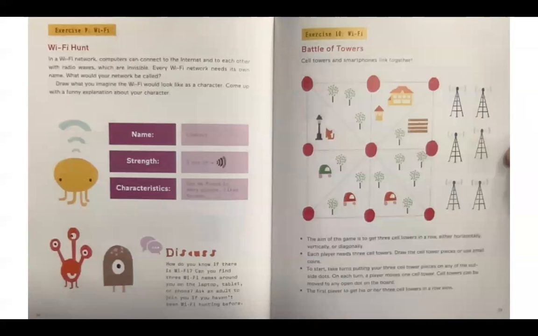Exercise 9, Wi-Fi. Wi-Fi hunt. In a Wi-Fi network, computers can connect to the internet and to each other with radio waves, which are invisible. Every Wi-Fi network needs its own name. What would your network be called? Draw what you imagine the Wi-Fi would look like as a character. Come up with a funny explanation about your character.